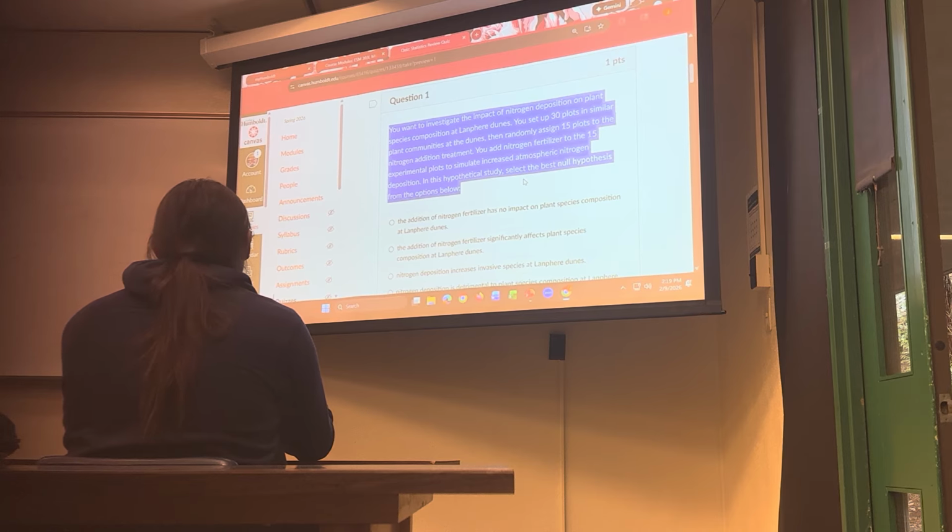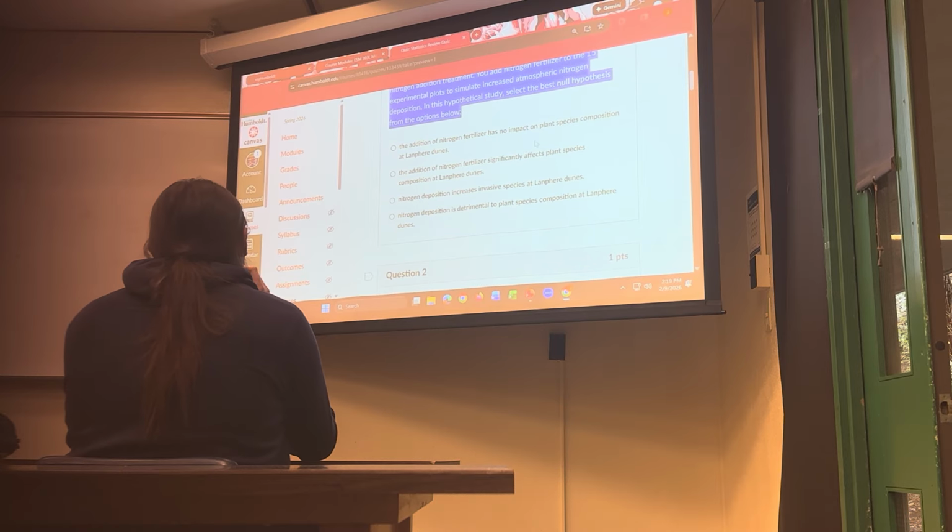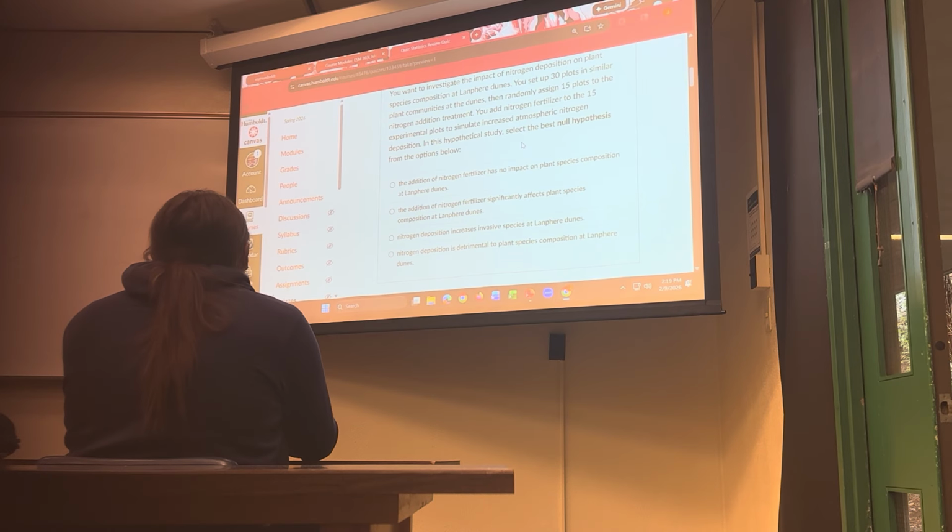So what's our figure going to look like? Something like this, probably. All right, cool. And now we've got a rough, fake figure that we can work with. So, what's the null hypothesis of this study? Addition of nitrogen fertilizer has no impact.